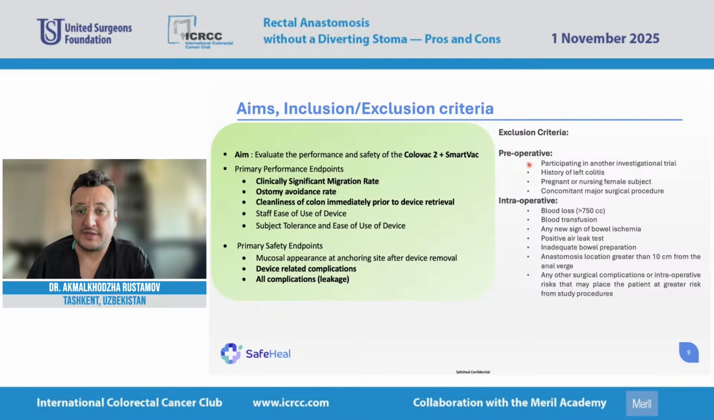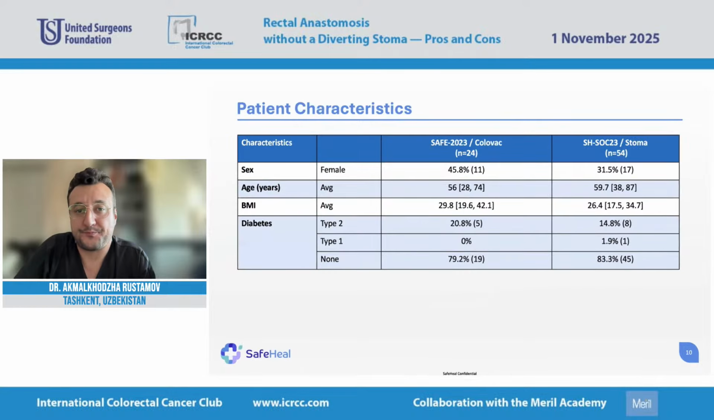Pre-operative exclusions included patients already in another trial, those with inflammatory bowel conditions, and pregnant or nursing females. Intraoperative exclusions applied to cases with major bleeding, ischemia, positive air leak tests, and/or an anastomosis located more than 10 centimeters from the anal verge. Overall, these criteria ensured the study focused on a well-defined, standard laparoscopic enteroresection patient group.